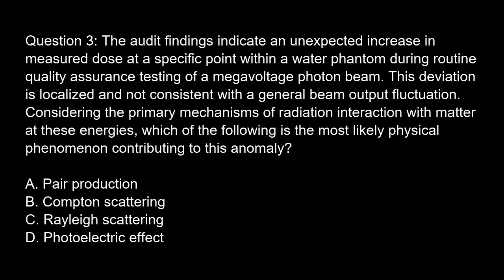Question 3. The audit findings indicate an unexpected increase in measured dose at a specific point within a water phantom during routine quality assurance testing of a megavoltage photon beam. This deviation is localized and not consistent with a general beam output fluctuation. Considering the primary mechanisms of radiation interaction with matter at these energies, which of the following is the most likely physical phenomenon contributing to this anomaly? Option A, pair production. Option B, Compton scattering. Option C, Rayleigh scattering. Option D, photoelectric effect.